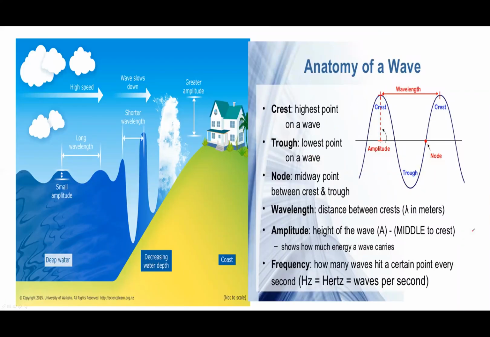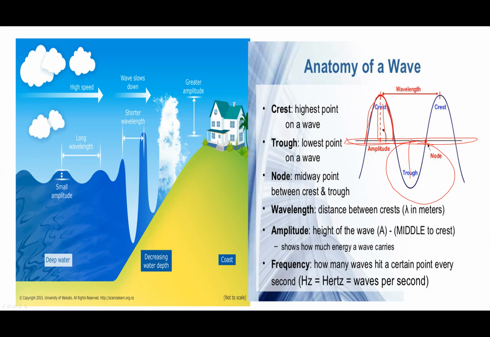Now, different terms related to waves. Crest is the highest point on a wave. This region above this line is called the crest. This is called the trough. The region below the line is called the trough.